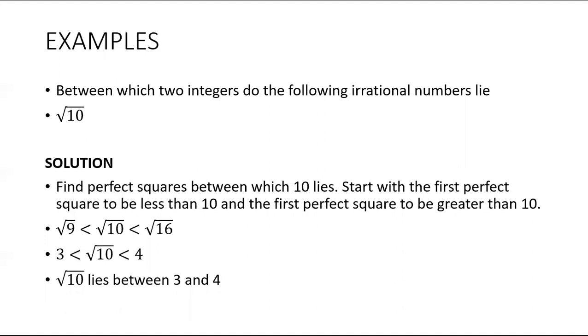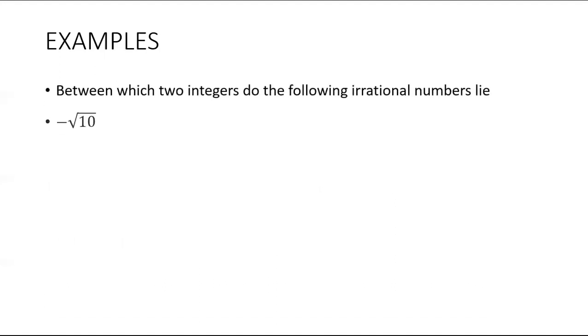Why did I look for a perfect square? It's because I'm given a square root. So when you are given a square root, you look for perfect squares. If you are looking for a cube root, you're looking for a perfect cube. Let's check here.